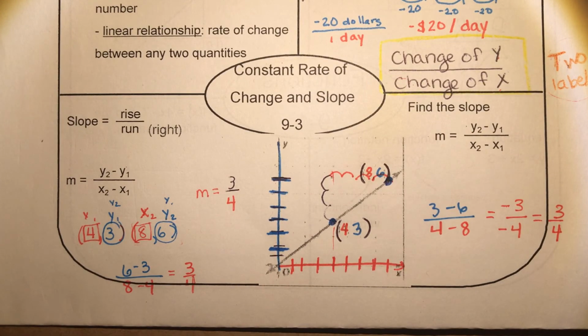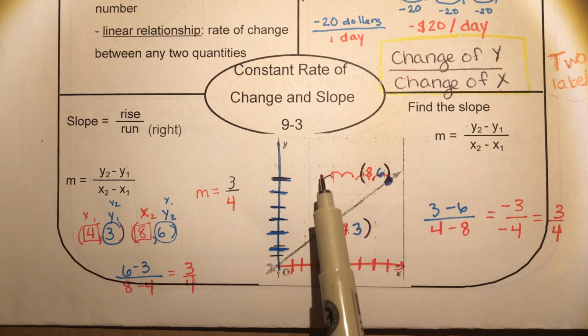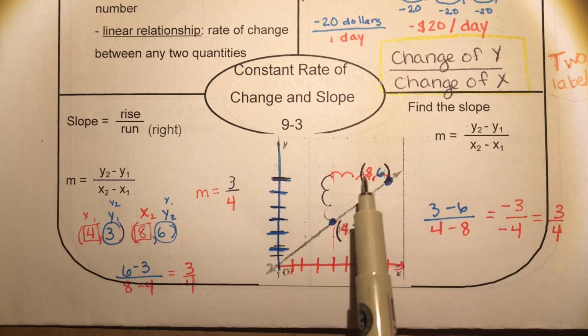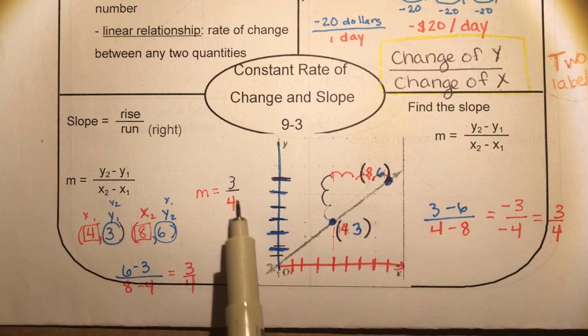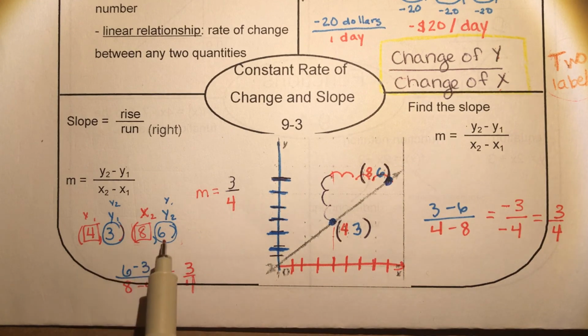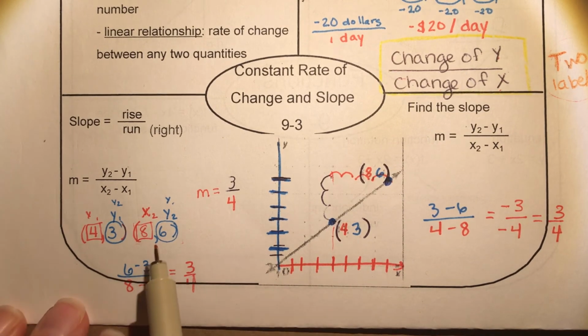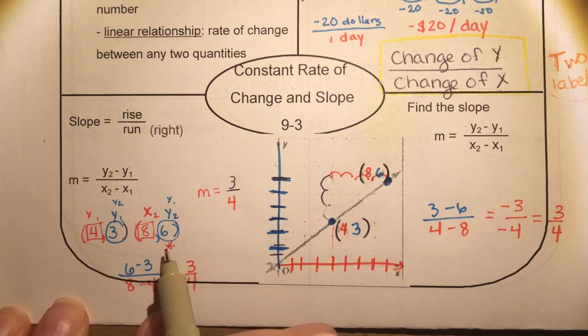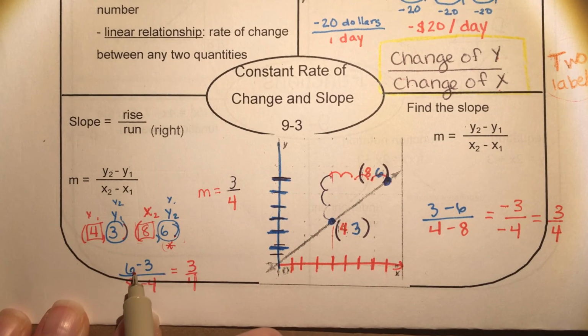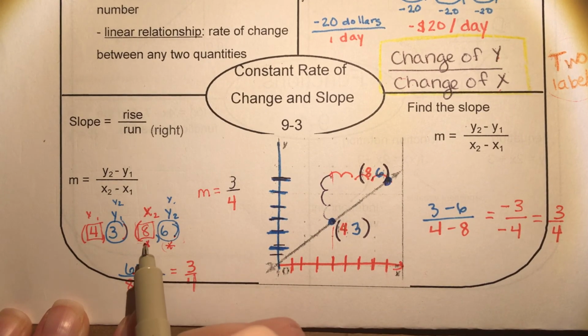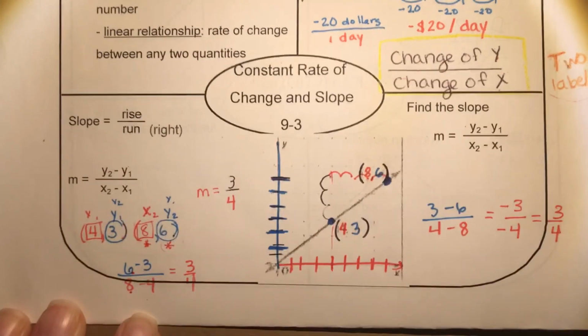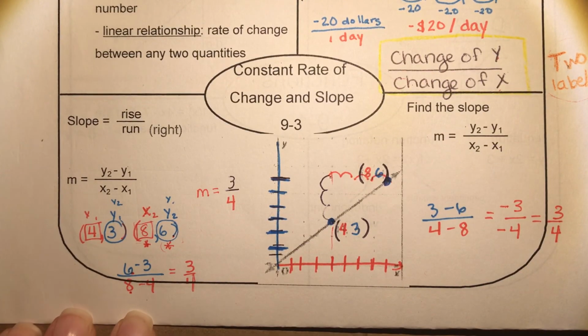And I think that should be it. So again, some of your assignment, you're going to do rise. So you count up, run, you count to the side, and you write that as a fraction. Or the other part of your assignment is you can just subtract the 2 and you subtract the y's. The biggest thing you have to remember is if you start with this being your first number you wrote here, then this 8 has to be your first number you write down here. That's one of the biggest things you would have to remember.